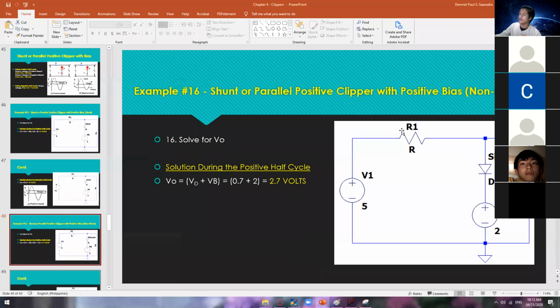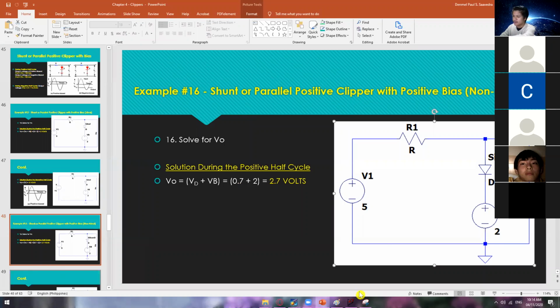Anyway, so moving on, if we have ideal, we also have non-ideal. Okay, so before we have 0 plus 2, so right now we have 0.7 plus 2. Okay, so during the positive half cycle or the forward bias, so just get the voltage drop of this one. So 0.7 for the silicon diode, and then 2 volts for this.